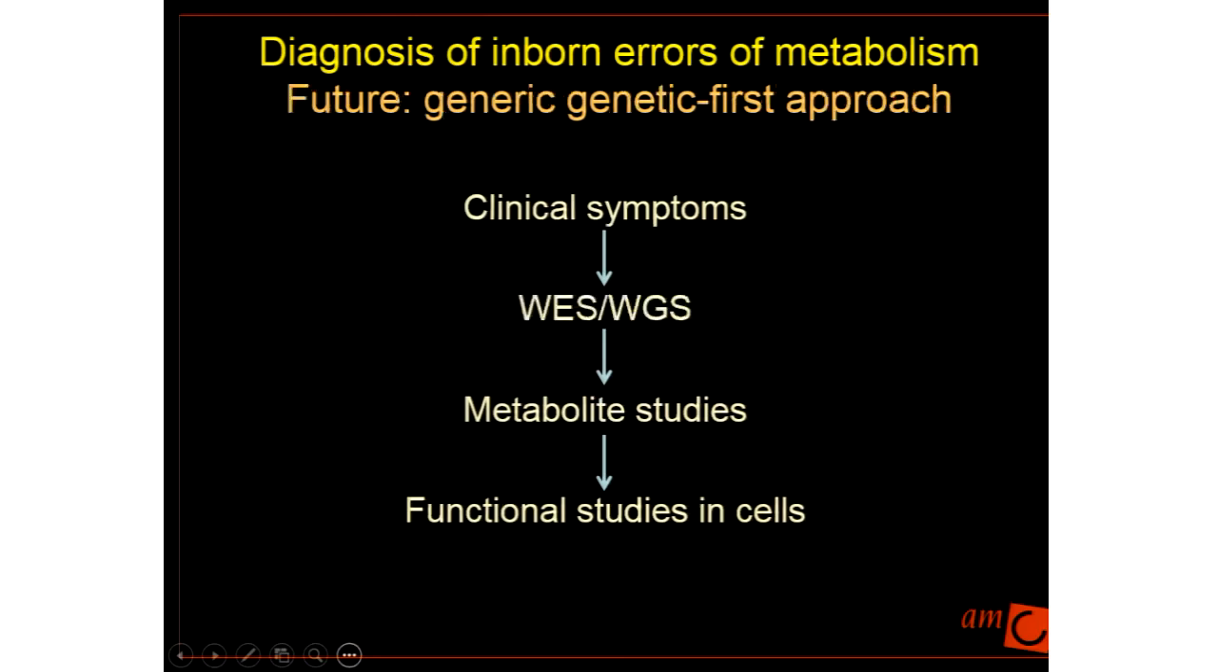And of course the future, and actually the future is already here, is more a generic genetic first approach, where you have clinical symptoms, you provide whole exome sequencing or whole genome sequencing, and then you contact a laboratory like our laboratory that you have a finding in one of these genes that have something to do with peroxisomes, and they ask us to find out if this has something to do with the clinical presentation of these patients. So then we ask for material for metabolite studies and functional studies in cells.